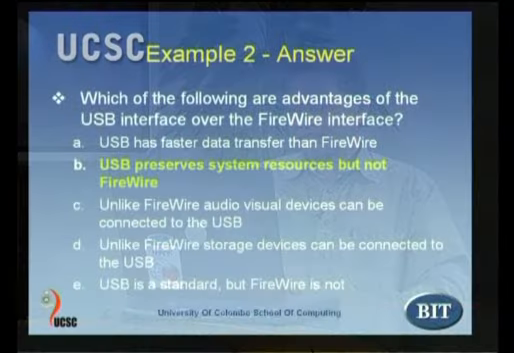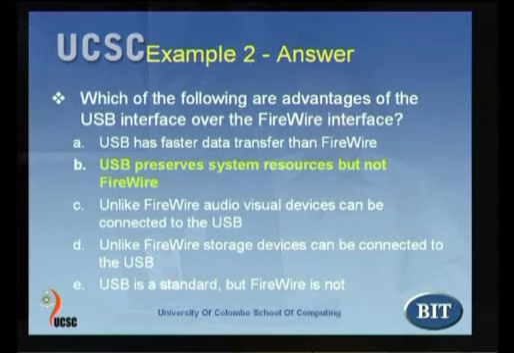Here we have talked about the USB interface in general, not USB 1.1 or USB 2. The first answer is USB has faster data transfer than FireWire. Students cannot get an idea from that because we have talked about the USB interface in general. Students should know that FireWire in some cases has faster data transfer rates than the USB interface. So this answer can be eliminated as an incorrect answer. Then we have the second answer, USB preserves system resources but not FireWire.